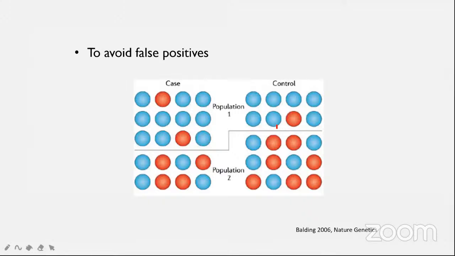So here is a case-control study in humans where you have two populations. Population 1 is mostly with blue alleles and population 2 is mostly with red alleles. This is similar to the example I showed earlier. So if we don't use a population structure, we might end up saying that controls have the red allele, or that the blue allele is higher in the cases.